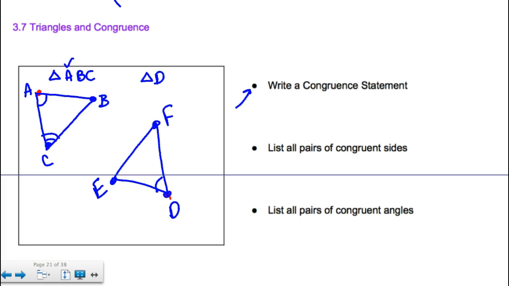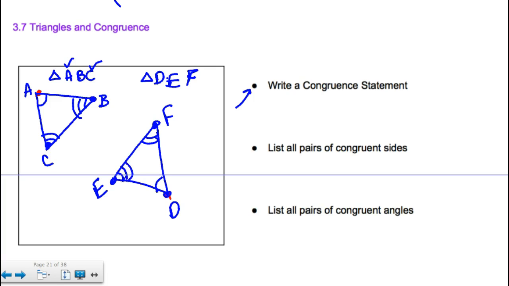And let's suppose C actually is the same measure as F. Then I have to put an F here. Oh, I lied. F would have to go at the end because that's where C is in the original. And then that would put E right here. So when I write a congruent statement, I'm going to put 3 little arcs in here.